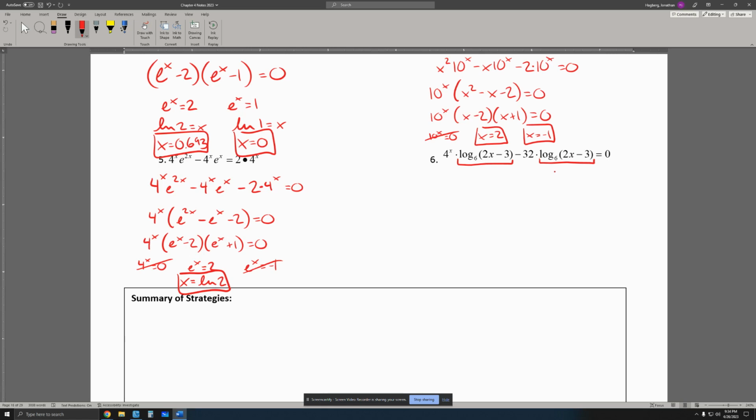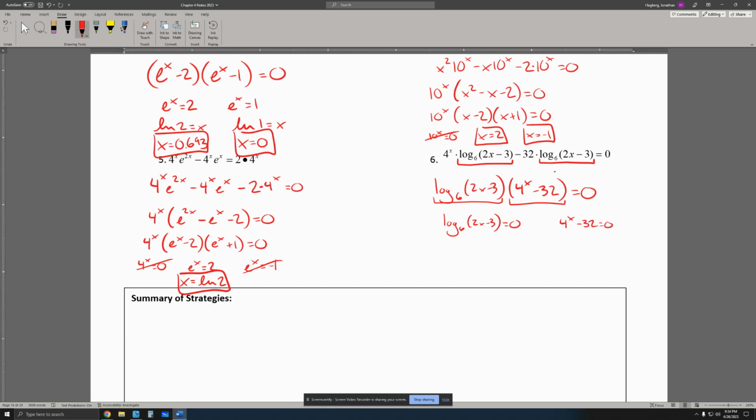So I notice that we can factor out the GCF of log base 6 of 2x minus 3. And what's left over is the quantity 4 to the x minus 32, and this is equal to 0. Okay, so using the zero product property, we have this log times this grouping equals 0. So we have log base 6 of 2x minus 3 is equal to 0, and 4 to the x minus 32 equals 0.